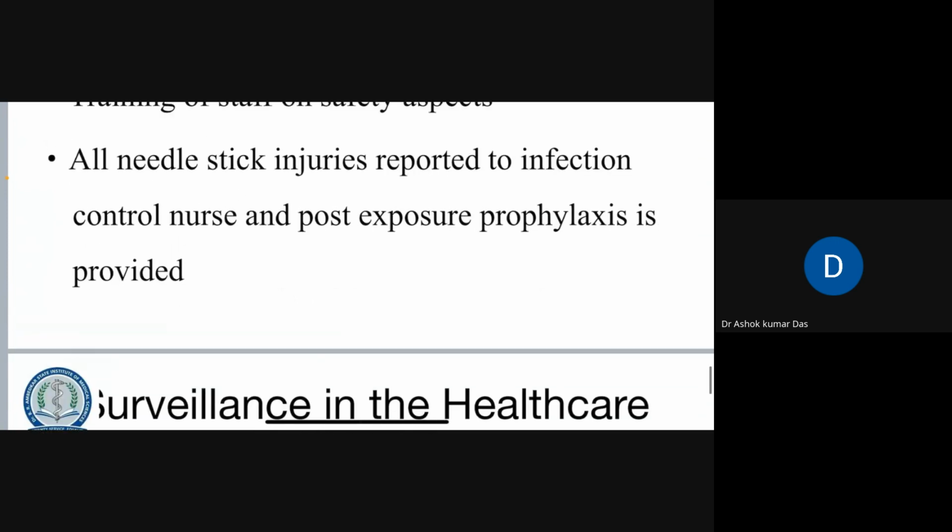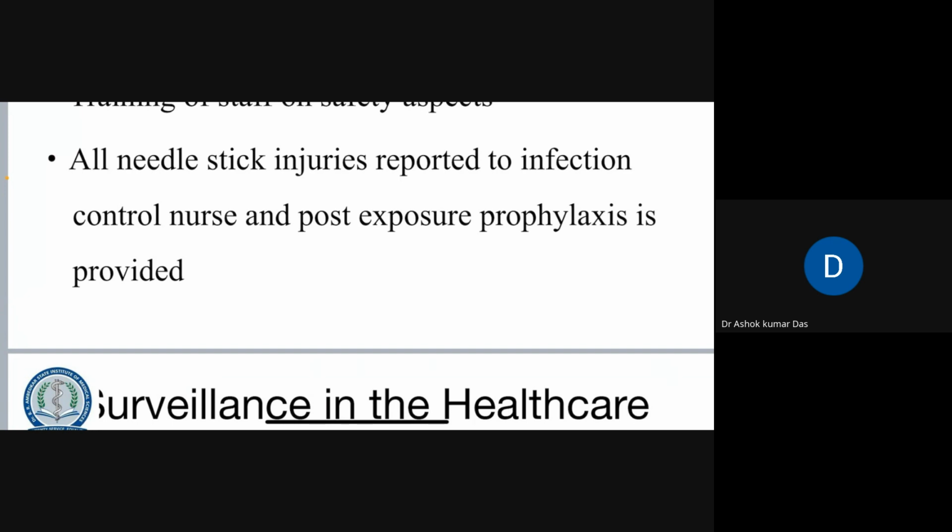So in our institute, there is the ART, Antiretroviral Center, where the newer drug TLD, which contains lamivudine, dolutegravir and tenofovir, is available. So if somebody has been exposed to body fluid or blood, and that person might be infected with HIV.